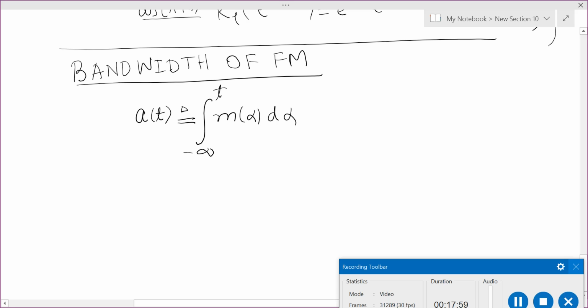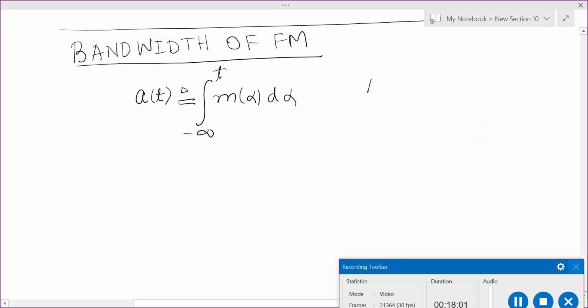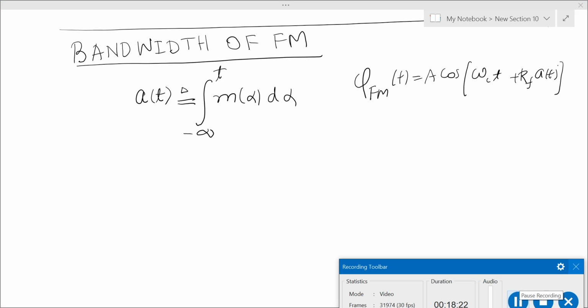Now I will take the FM signal. We know the FM signal can be represented as phi FM of t is equal to A cos of omega ct plus kf times the integral of m of t, which is here a of t. A of t represents the integral of m of t. Now how can we represent the same in complex notation?